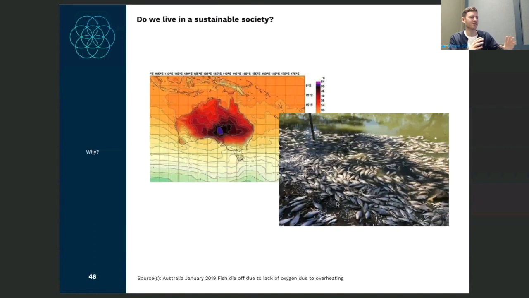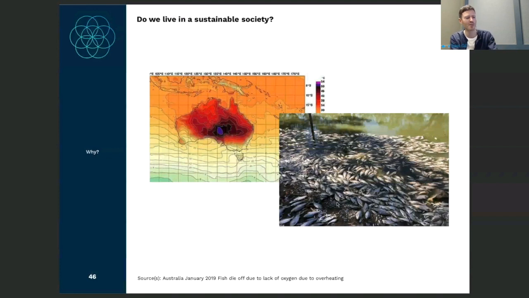So this is just a little bit of recent news. This was Australia back in January. They actually had to introduce a new colour for their weather map. That's the dark purple in the middle. And essentially what often happens when there's extreme weather is that the oxygen changes in rivers, and we see die-offs with, for example here, fish.